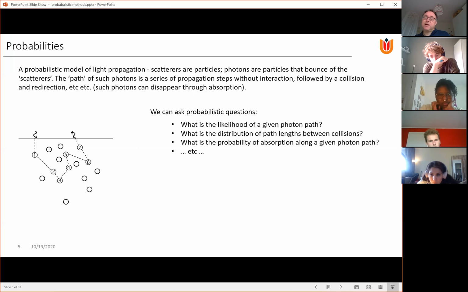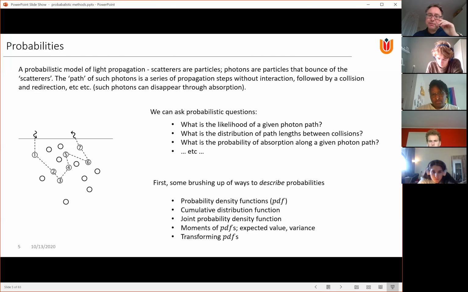So the probabilistic questions that you can ask are: what is the likelihood of a given photon path, the one that I drew here? How likely is it that this one actually occurs? If you look closely, you see that some of the paths between the collisions are longer than others. So what is the distribution of the path lengths between these collisions? What is the likelihood that an absorption event takes place somewhere along this path? These kinds of questions.